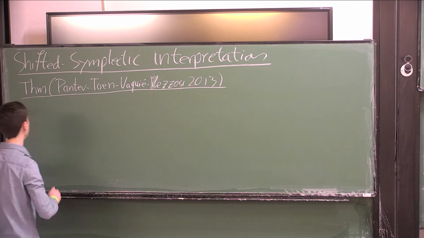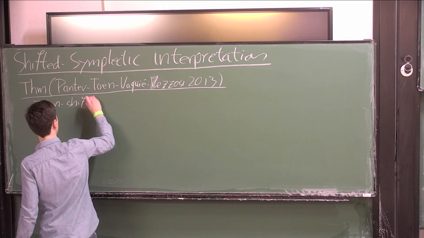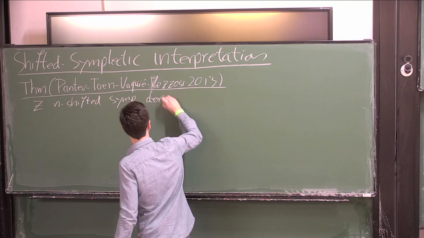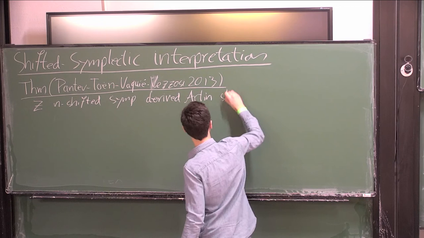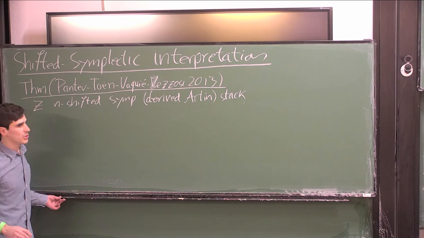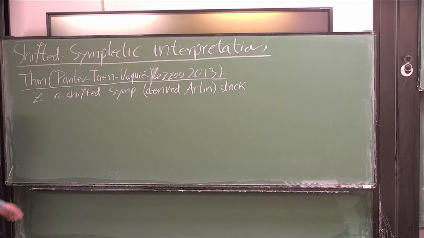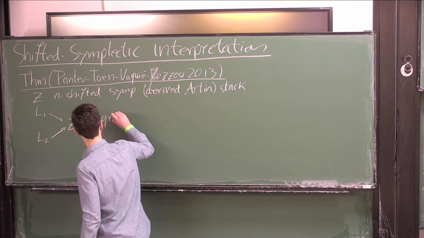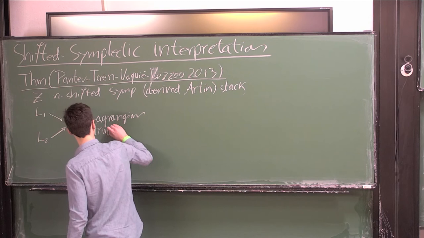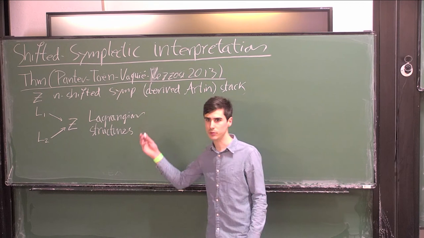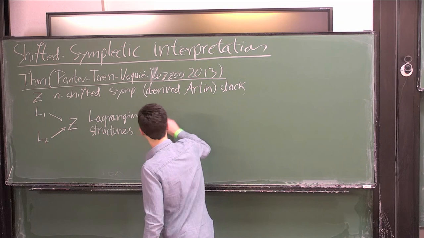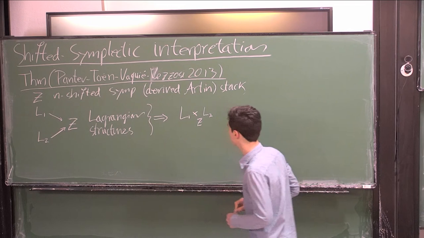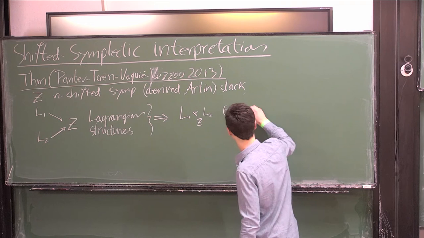So if you have Z an n-shifted symplectic derived stack, but if you don't like derived, for us it will just be a differentiable stack, a Lie groupoid up to Morita equivalence. And you have two Lagrangians, L1, L2. And recall that a Lagrangian is a morphism with an extra structure, not just a sub-object. Then the intersection of these two Lagrangians in the sense of derived algebraic geometry is now (n minus 1)-shifted symplectic. So you decrease the degree by one.